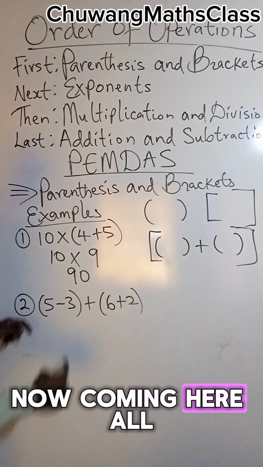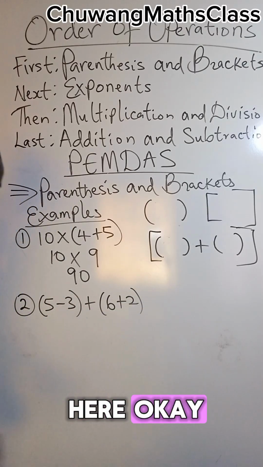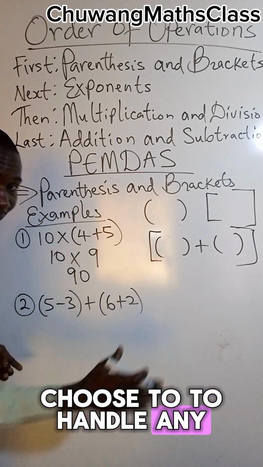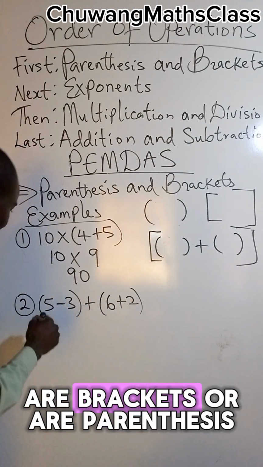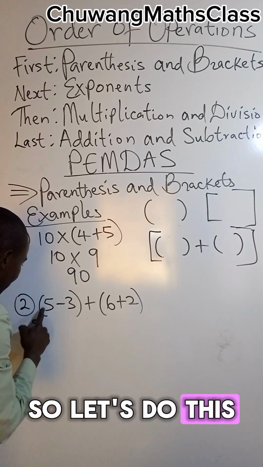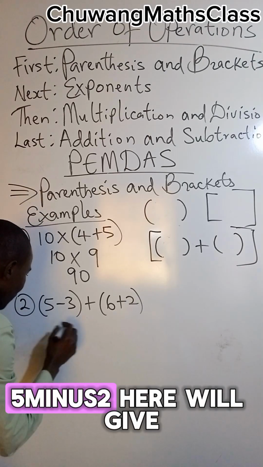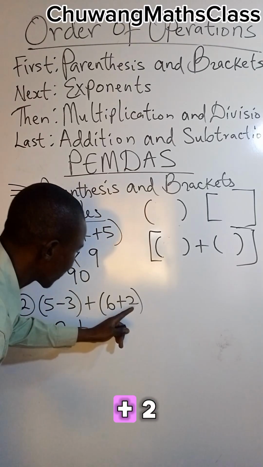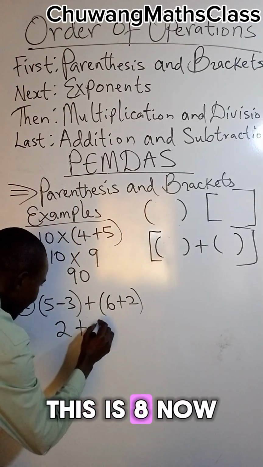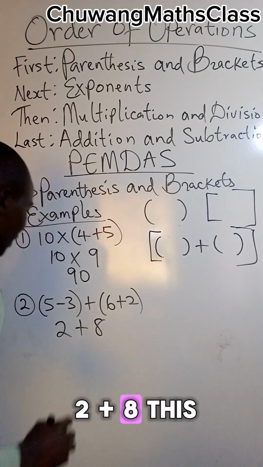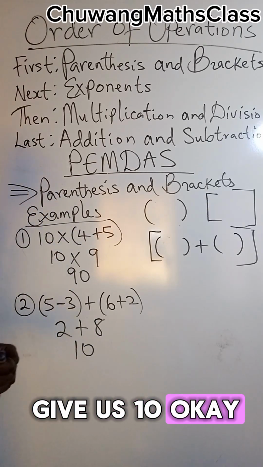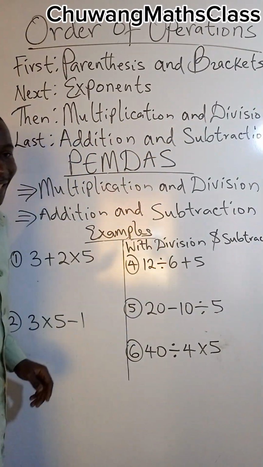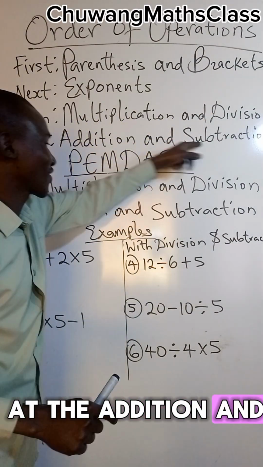Now coming here, all of them are parentheses here. So you can do any one of it. You can choose to handle any. It's still the same thing since all of them are brackets or parentheses. So let's do this. 5 minus 2. 5 minus 2 here will give us 2. Now plus 6 plus 2. This is 8. Now 2 plus 8, this will give us 10. Now we are going to look at multiplication and division. Then we also look at addition and subtraction.